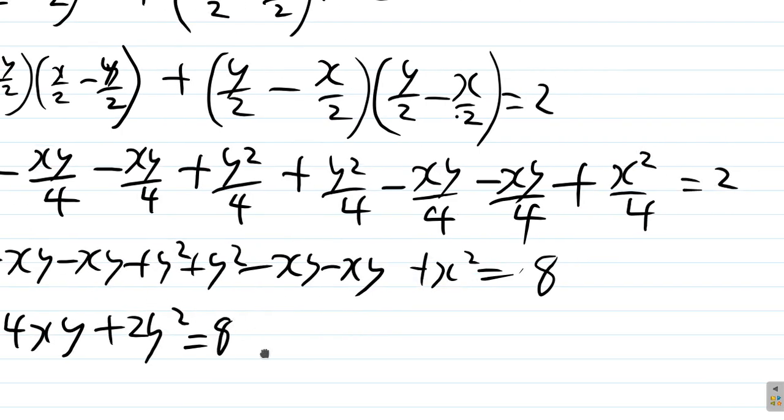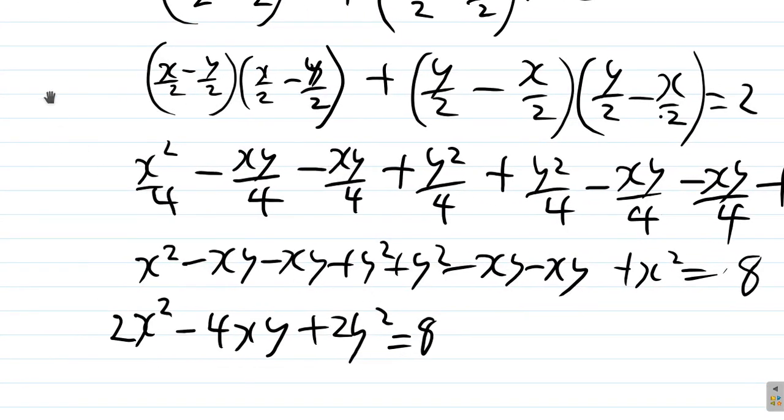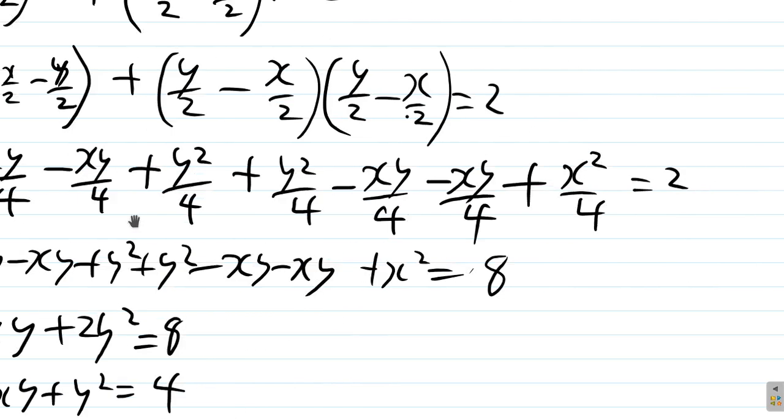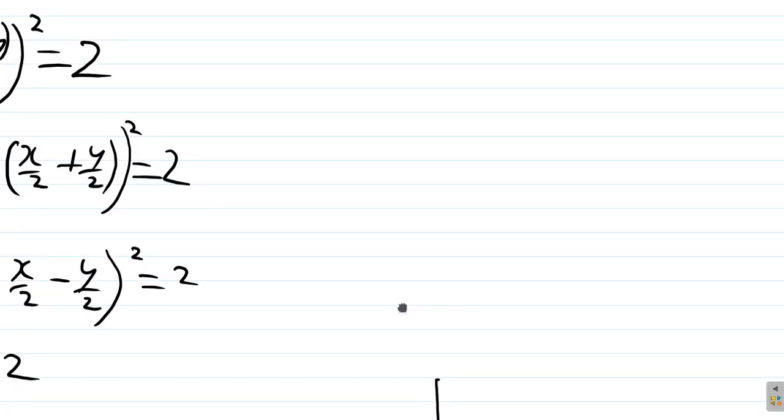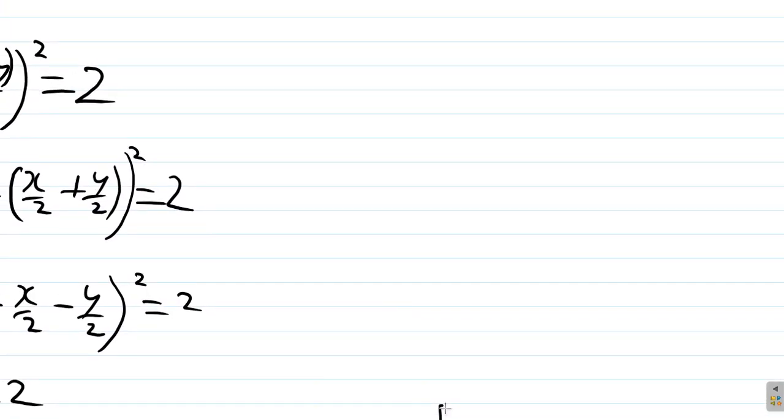Let's run out of scrolling space. We can't scroll down anymore. But let's just divide by 2 here. We have x squared minus 2xy plus y squared equals 4. Alright, so let's draw a line to divide the screen and continue working up here.